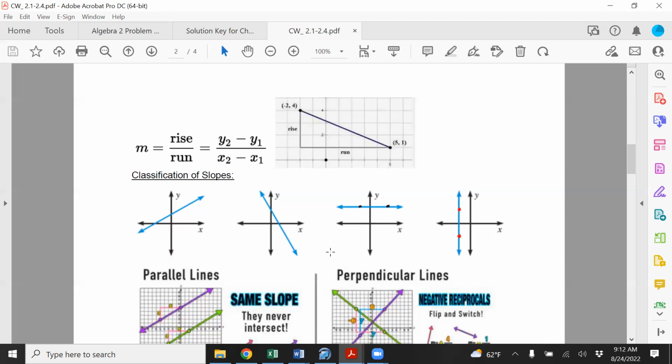This one is weird, so let's not worry about it. Let's keep moving. The numerator is 0. No change in y.